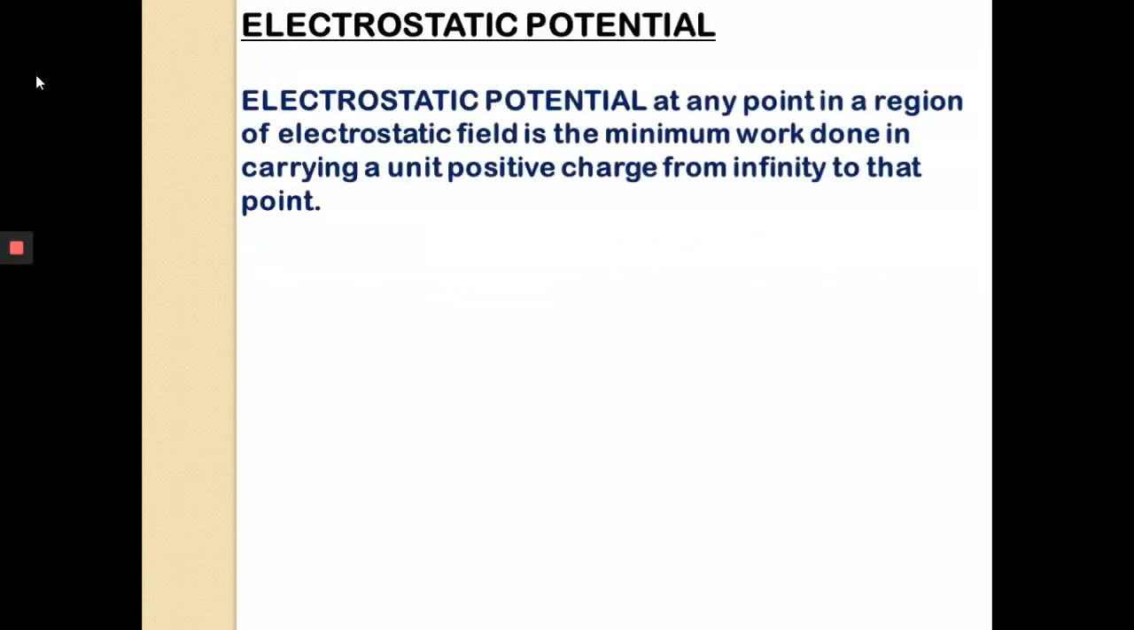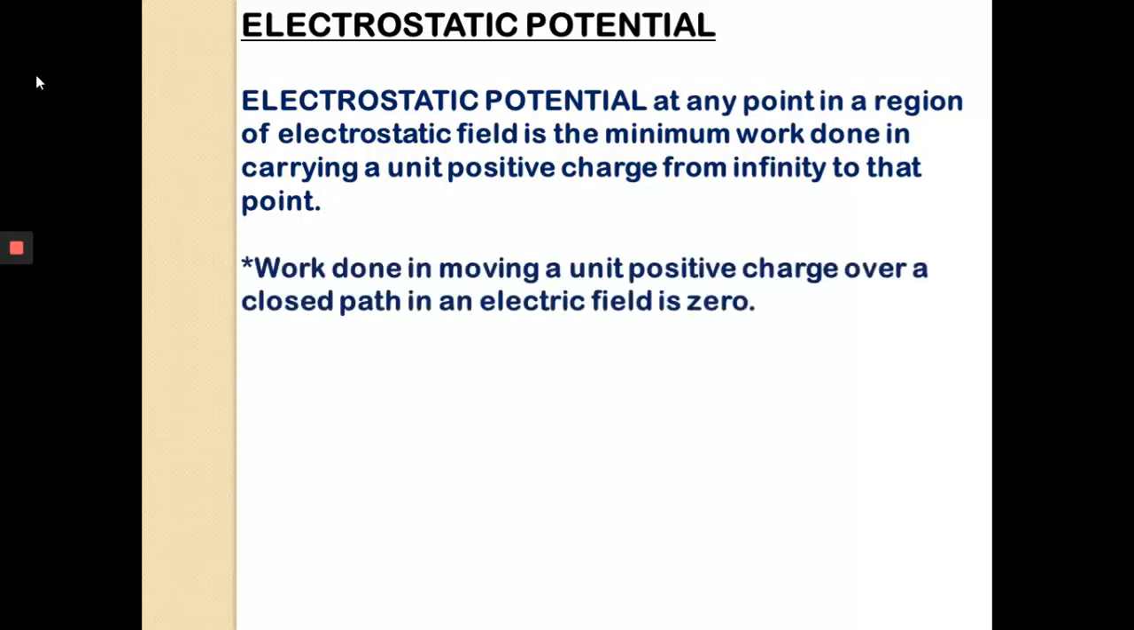Next, electrostatic potential at any point is the minimum work done in carrying a unit charge from infinity to that point. Work done in moving a unit positive charge over a closed path in an electric field is zero. So we know electrostatic potential is conservative. Work done in moving a unit test charge in a closed path, where the initial position and final position are the same, will be equal to 0.